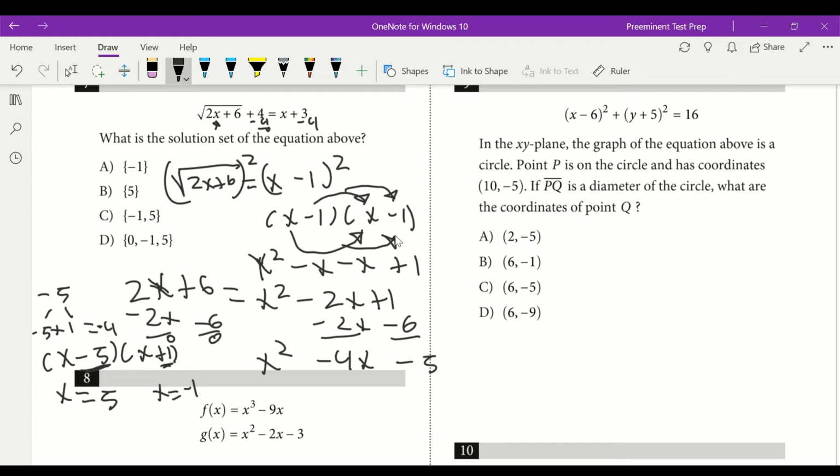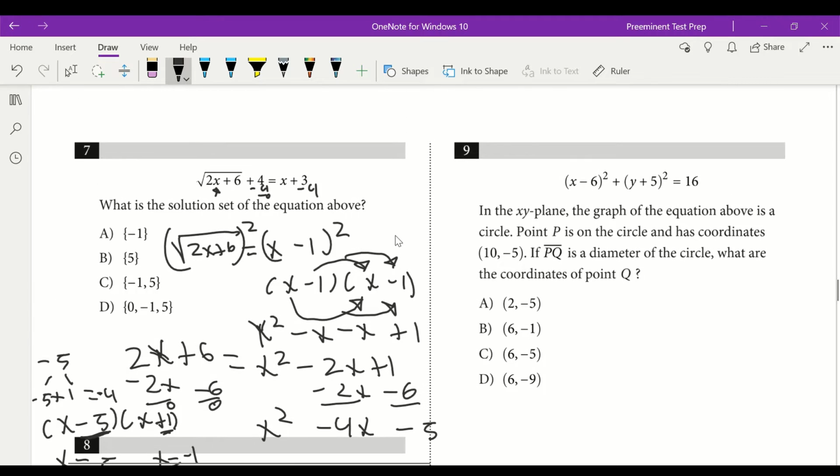We can just go ahead and say x equals 5 and x equals negative 1. So now we have to check these in with our original equation. So why don't we go ahead and check negative 1? Well, 2 times negative 1 would give us negative 2, and then negative 2 plus 6 will give us 4. So we would have root 4, which will equal 2.